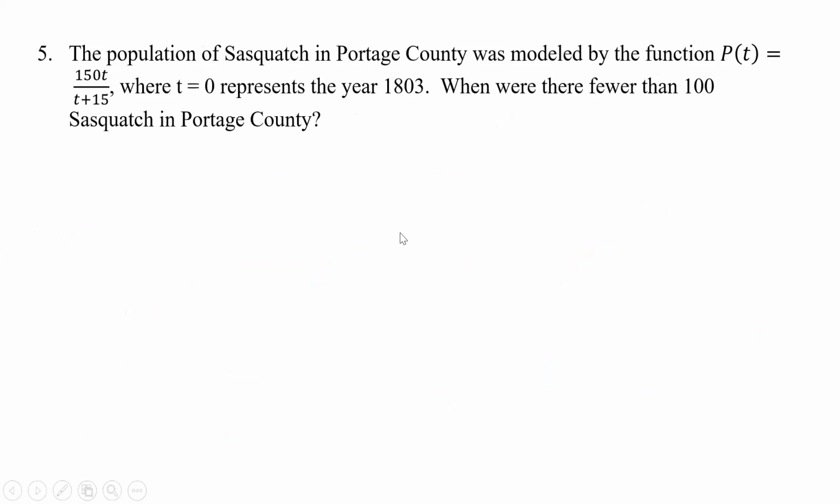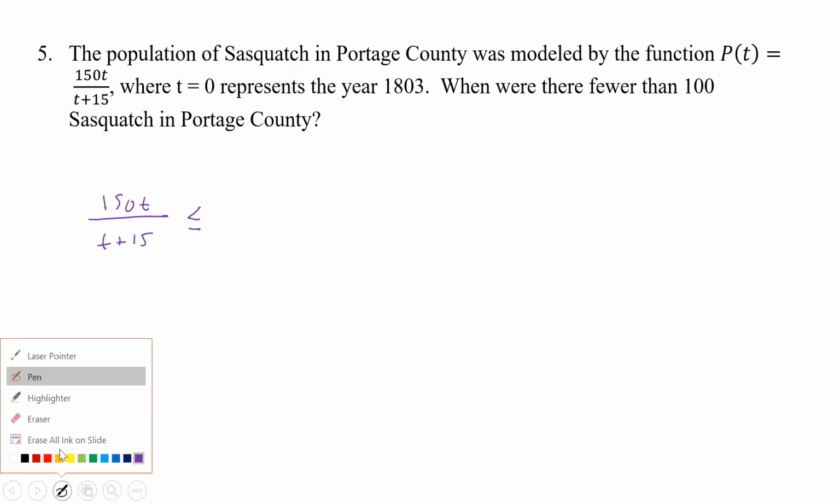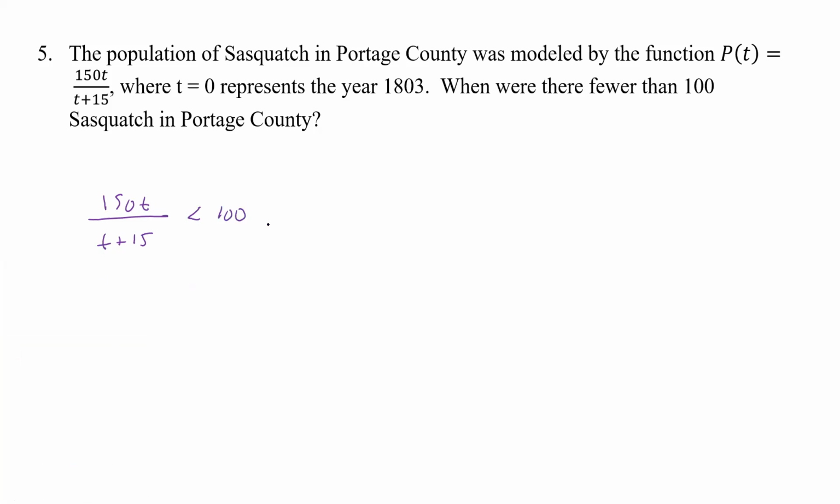The population of Sasquatch in Portage County was modeled by the function P(t) equals 150t over t plus 15, where t equals 0 represents the year 1803. When were there fewer than 100 Sasquatches in Portage County? Well, if 150t over t plus 15 is our population, when was that less than or equal to? Well, actually not equal to. This just says when it was fewer than, so not equal to, less than 100. So that's our setup using inequalities.